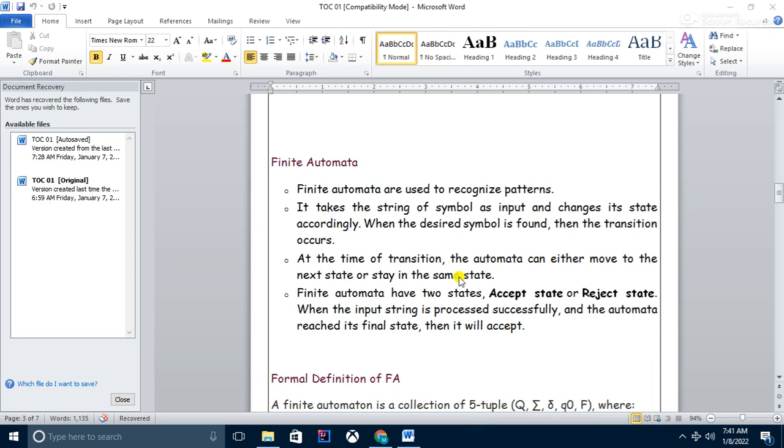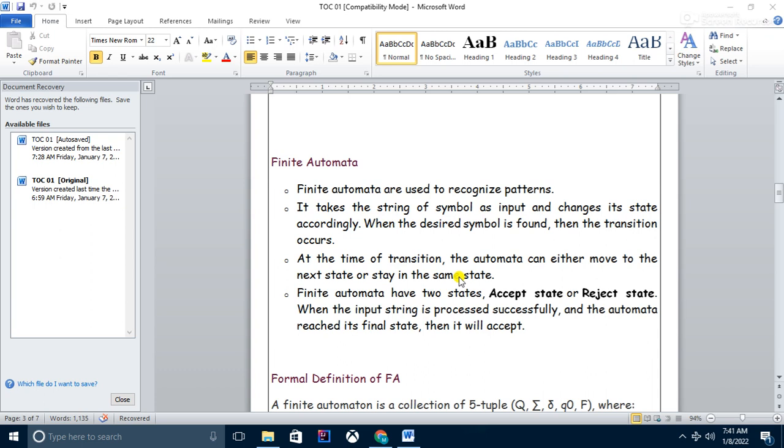So when the input string is processed successfully and the automata reaches the final state, then it will accept. How can we know that a particular input string is accepted by finite automata? After reading the input string, moving from one state to another state, if we reach the final state, then we can say that input string is accepted by finite automata. If it is not leading to the final state, then that particular input string is not accepted by the finite automata.